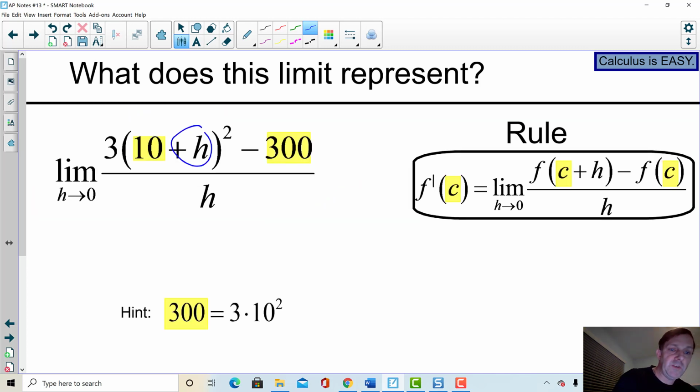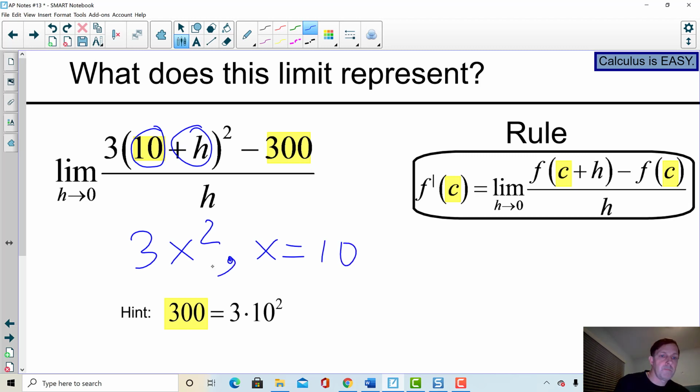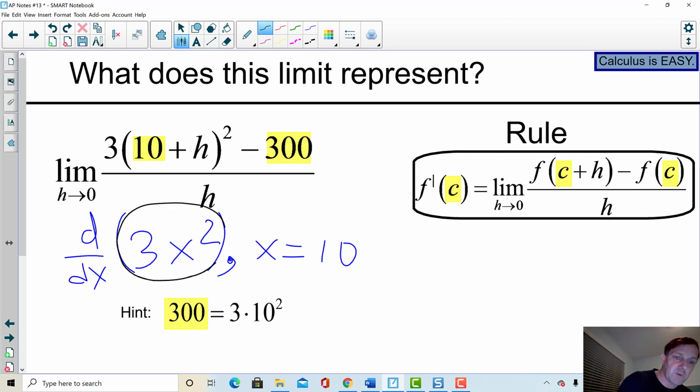Again, if we ignore the h, we're left with 3 times 10 squared, but 10 is actually our particular value. So it's kind of like 3x squared, but when x is 10. Okay, remember this limit is really the slope of the tangent line, so we're going to say that this is the derivative of 3x squared when x is 10. Now, how can we check that? Well, if we were doing the derivative of 3x squared, we would have a 3, an x plus h, and then a squared, and then minus a 3x squared, all over h.